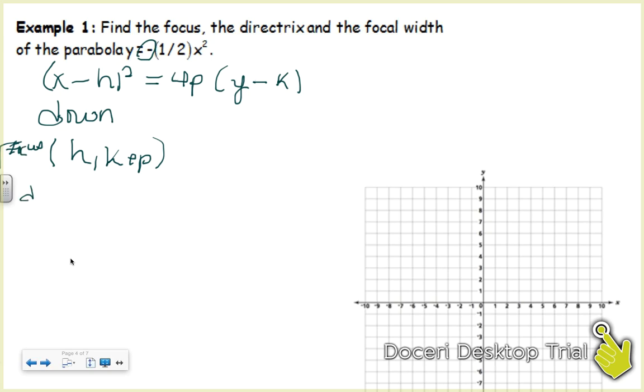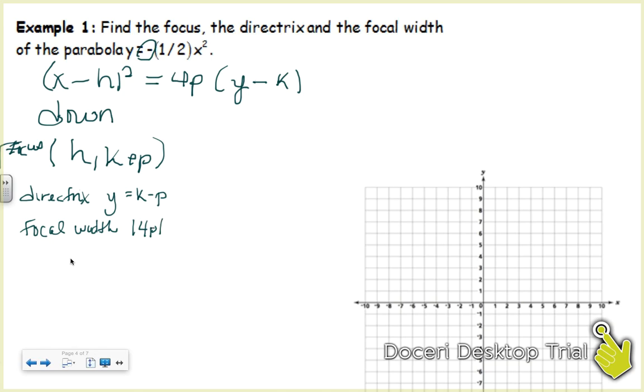The directrix is going to be y equals your k value minus your p value. And the focal width is going to be that. So let's answer all that we can.